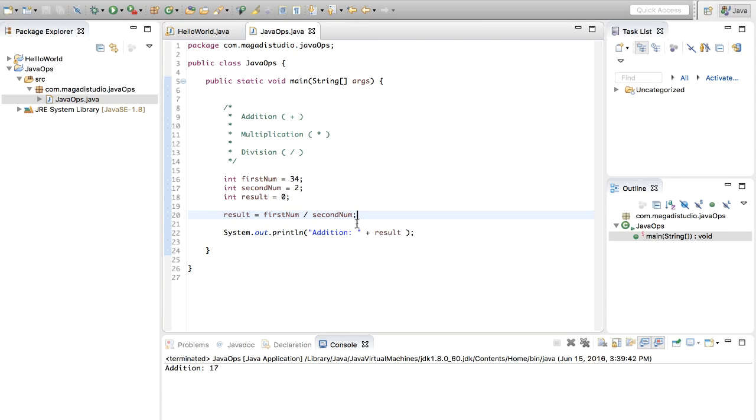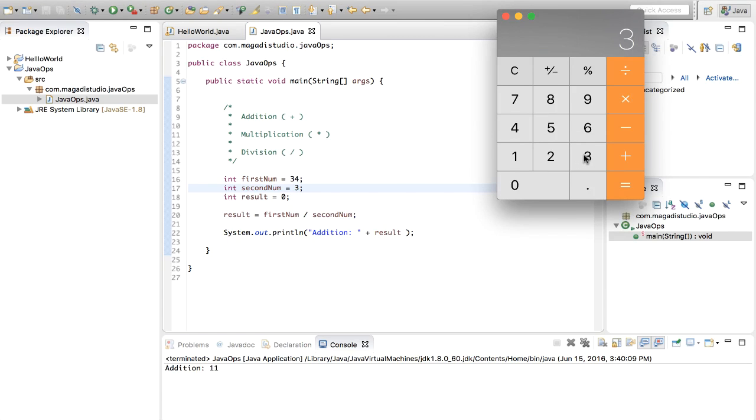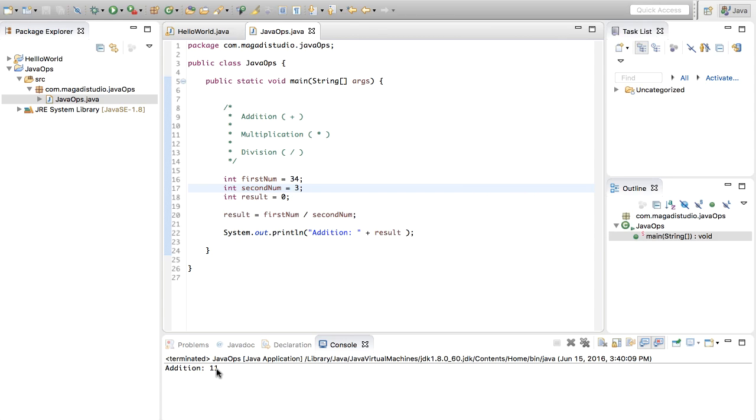Now, since we're talking about division, let's try something. Let's find a number that when divided by, it will give us a non-whole number. Let's say 3 here. Let's save. Right, that's 11. We have a problem because 34 divided by 3 is not 11 only. It's 11 point something, right? Let's find a calculator here so that we make sure. Let's say 34, let's divide it by 3. It's 11.333333. This is not correct, right?